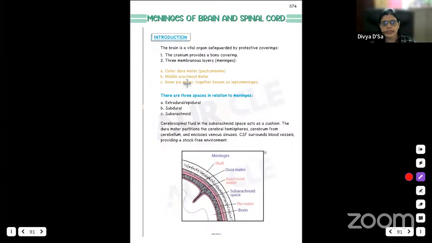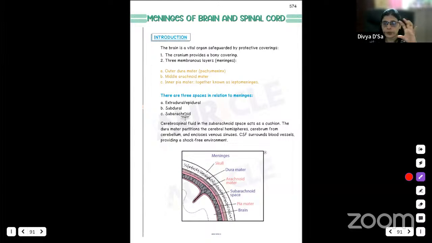So meninges, we have the dura mater, the middle arachnoid mater, and the inner pia mater. So there are three spaces in relation to the meninges. Outside the dura mater, we call it the extradural space. Below the dura mater, there is the subdural space, and below the arachnoid mater, there is the subarachnoid space.